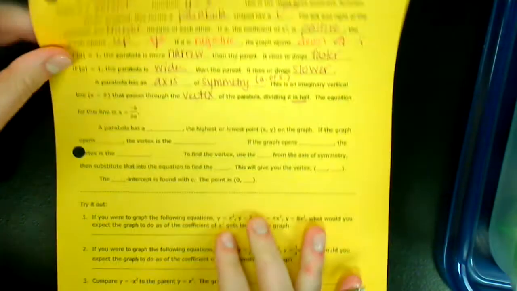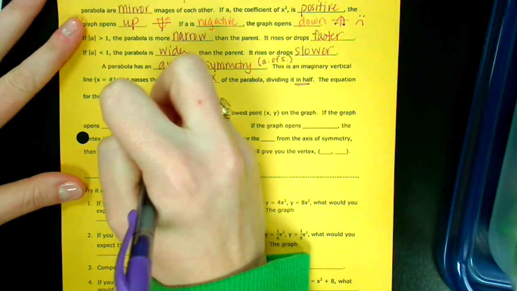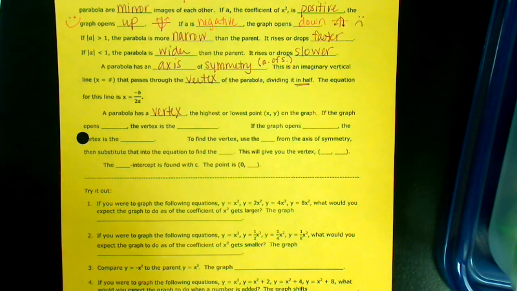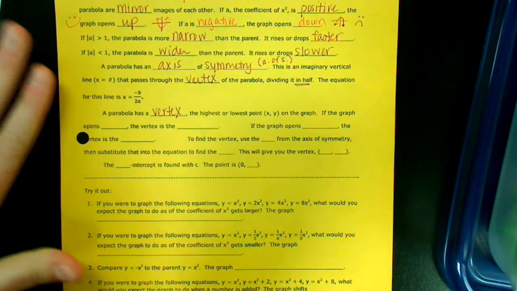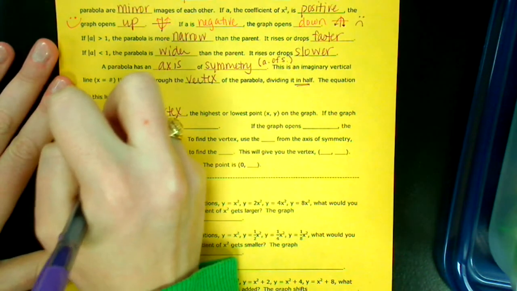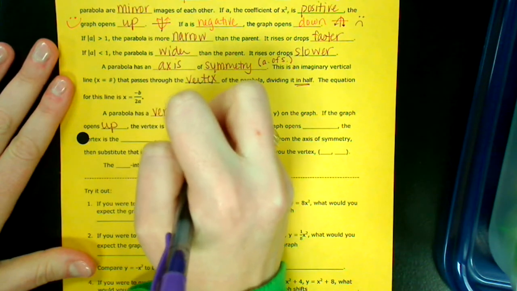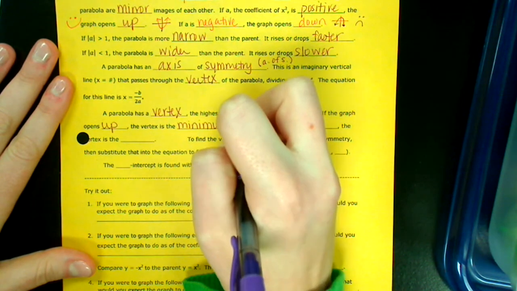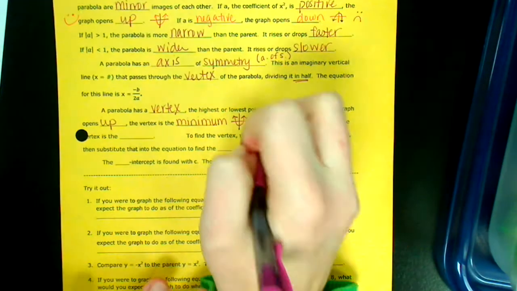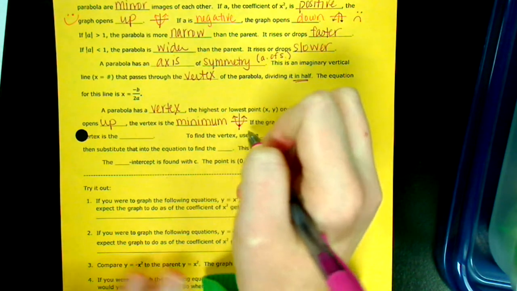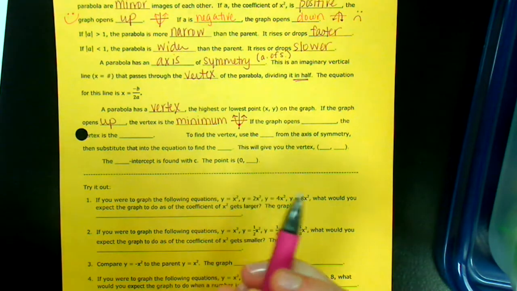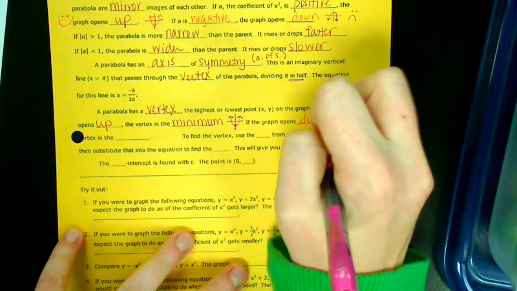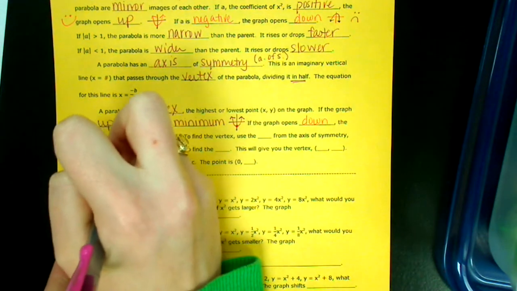Now your parabola has a point called the vertex, like we just said. And the vertex is your highest or lowest point. And when I mean point, it's an x and y point, a coordinate point. So if your graph opens up, the vertex is the minimum. Okay, and I know that sounds a little weird, so we're going to sketch a picture. So here's a parabola opening up, and your vertex is going to be that point right there. That is the lowest point, your minimum point on your graph. So then if your graph opens down, the vertex is the maximum.